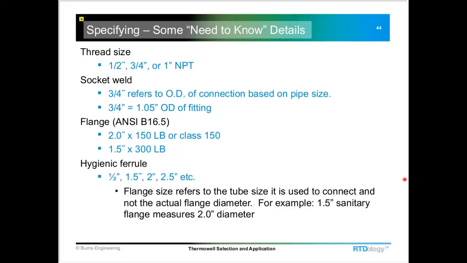I touched on this earlier, thread sizes, usually an NPT, and the socket weld sizes, again, are in pipe sizes. So 3/4 inch does not necessarily refer to the OD of the connection, but the connection is based on the pipe size. So it actually measures 1.05 outside diameter.